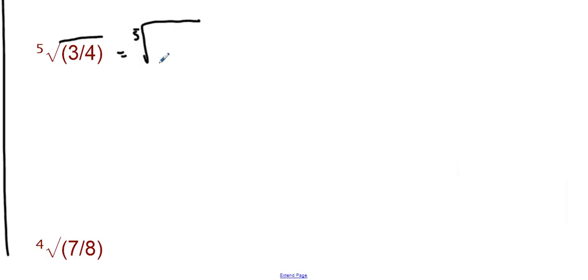All right. Well, welcome back. Taking up where we left off last time, we're simplifying radicals, and now we're going to simplify radicals given fractions. So what we have is the fifth root of 3 over 4.